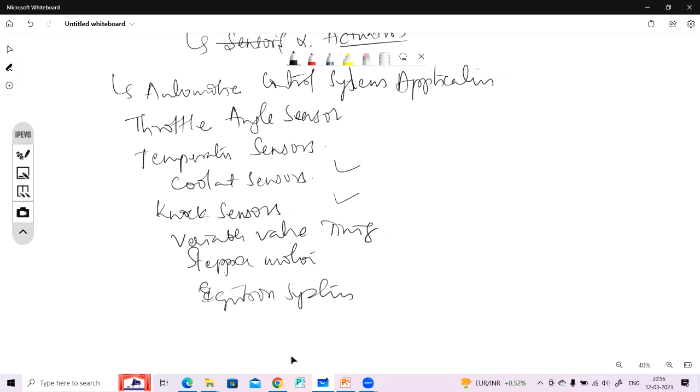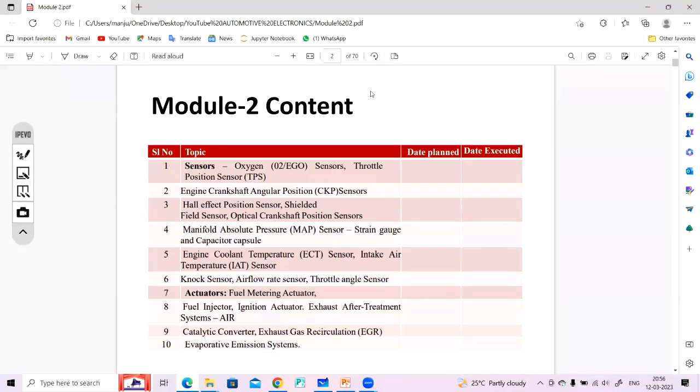Okay, in this chapter, we'll discuss the position of the throttle plate sensed by the throttle position sensor. We call it TPS, and it directly regulates the airflow to the engine. Okay, so this is the module content, where we're going to discuss the sensors: crankshaft position, which we call CKP, and Hall effect position sensors, manifold absolute pressure called MAP, then ECT, that is engine coolant temperature, and actuators, then fuel injector and evaporative emission systems.